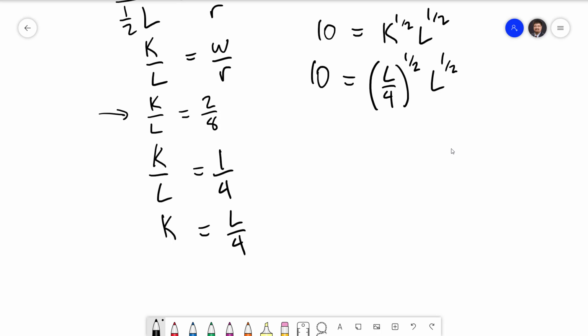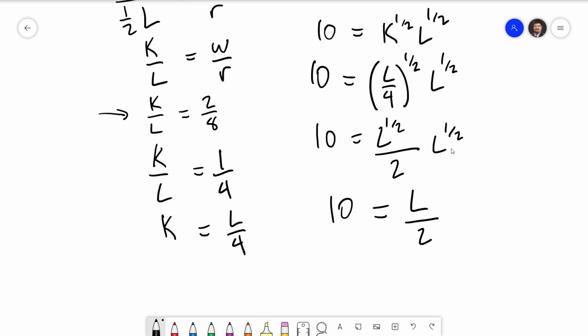Remembering our rules for exponents, we need to distribute the 1/2 power onto the L and the 4. So we're going to get 10 equals L to the 1/2 over 4 to the 1/2, which is just 2, times L to the 1/2. When we have two terms multiplied with the same base, we add the exponents. So we have L to the 1/2 plus L to the 1/2, which is just L to the 1. So we have 10 equals L over 2. Multiply both sides by 2, and we're going to get L equals 20. This means our cost minimizing combination will have 20 units of labor.